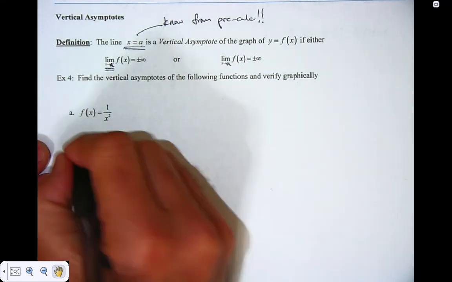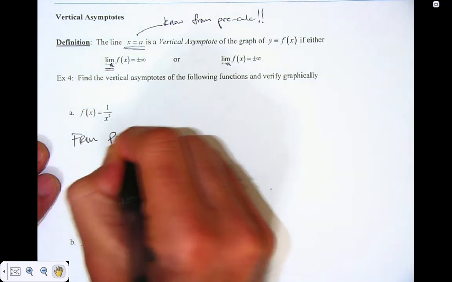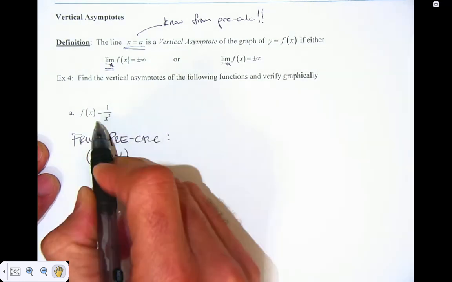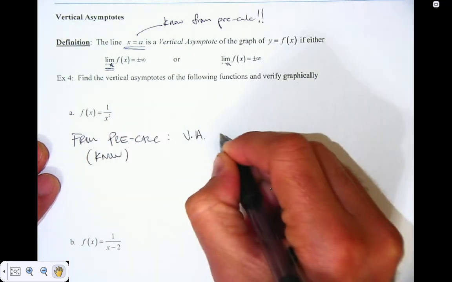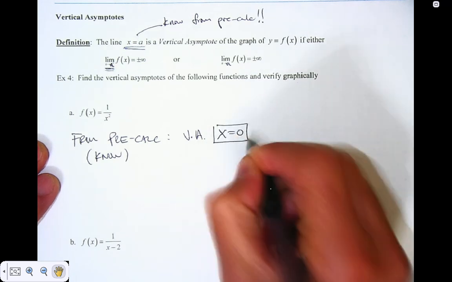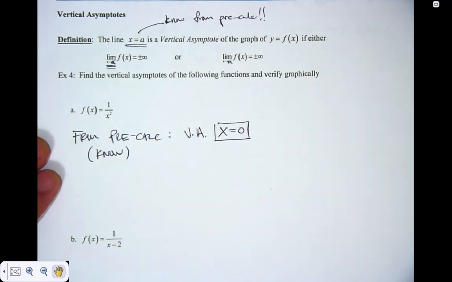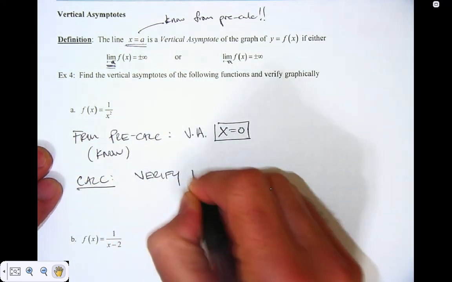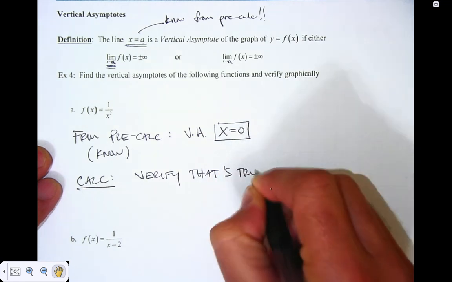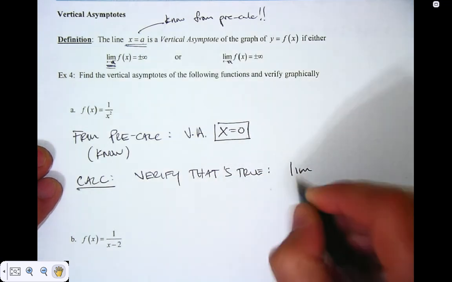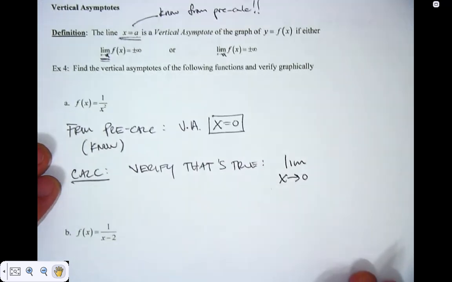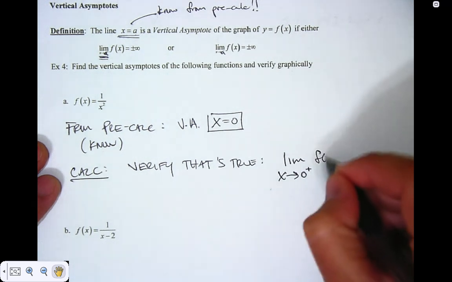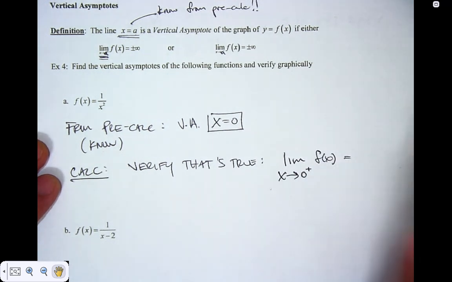All right. So look, from pre-calc, you guys should know, when you look at that function, you can tell me, look, that vertical asymptote is the line x equals 0, right? Because when I plug in 0 there, I get undefined. Now, the calculus part of this is to verify that that is true. And how do I do that? All you have to do, you guys, is take the limit as x approaches 0. I don't care whether you go from the right or from the left. Choose one of them and show me that the answer is either positive or negative infinity.